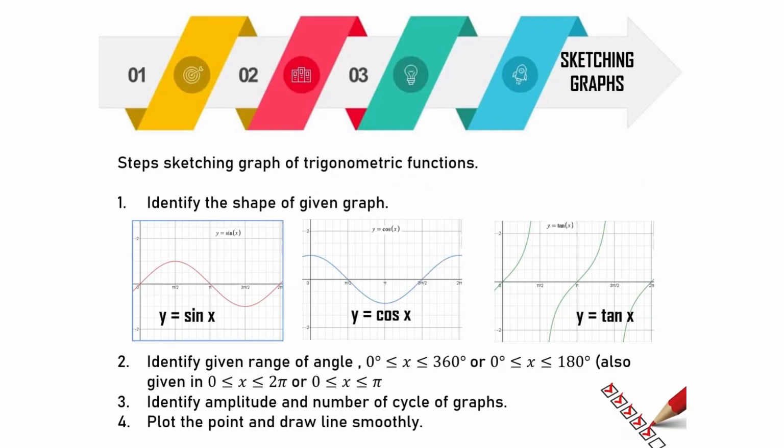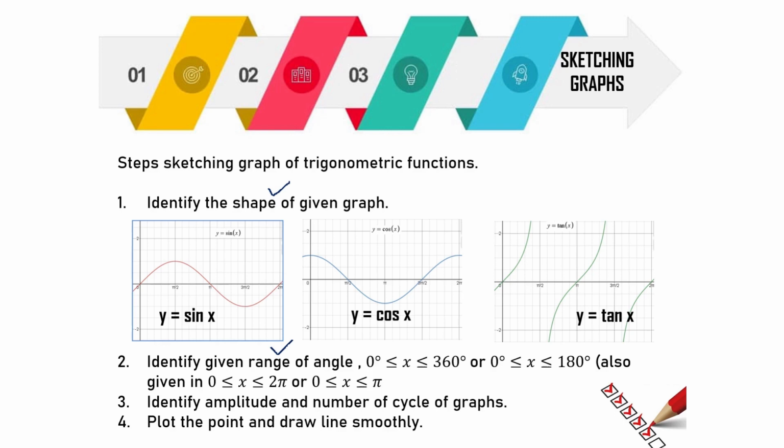Okay, here are the steps of sketching a graph. The first step, we have to identify the shape of the graph, so it will be a graph of sine, cos or tangent. The second one, we identify the range of angle. So it could be 0 degree until 360 degree, or 0 degree until 180 degree, or we can also use 0 until 2 pi or 0 until pi.